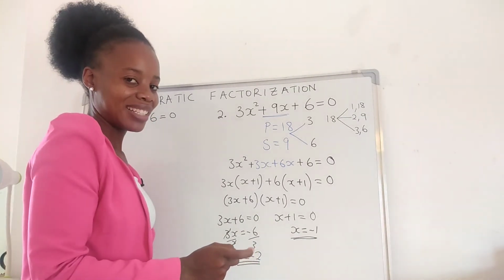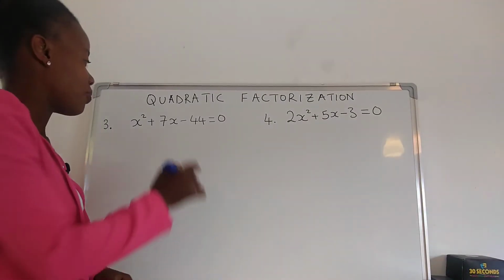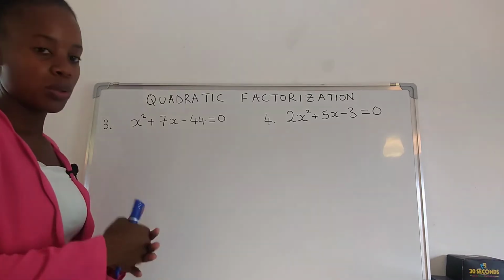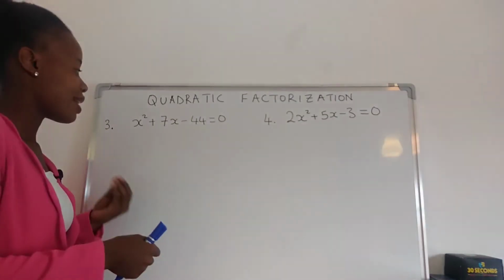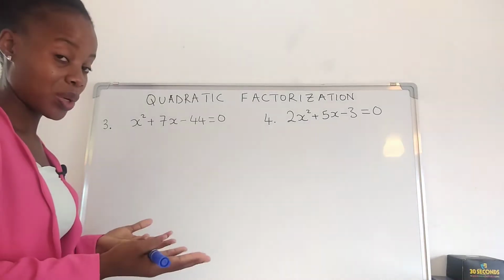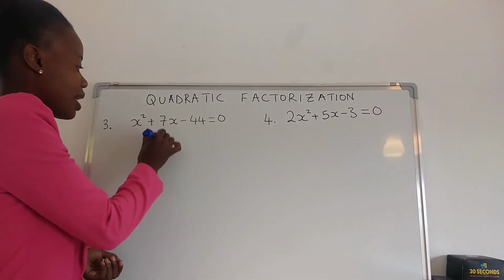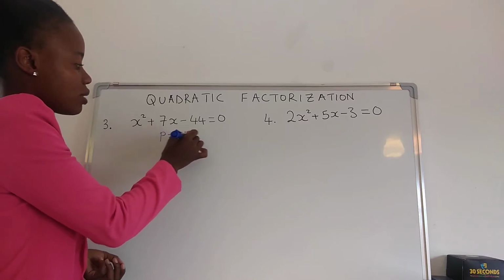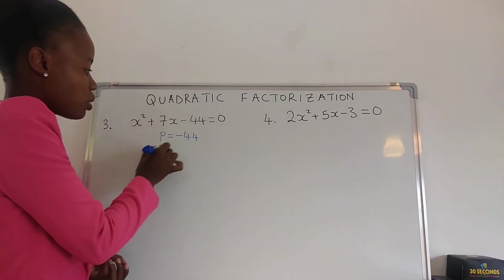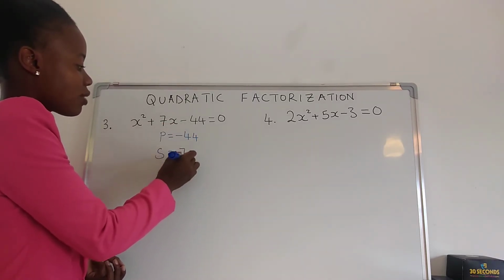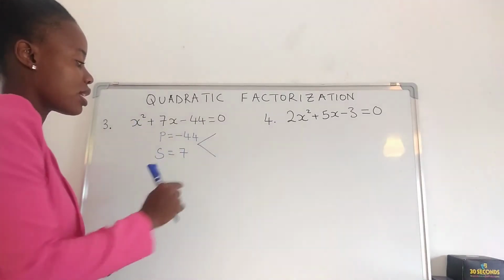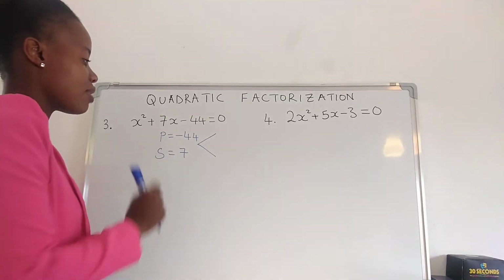Let's get to number 3. Number 3, we have x squared plus 7x minus 44 equals 0. You can see here that the coefficient of x squared is 1. So the product is going to be 1 times -44, which is -44. And the sum is the coefficient of x, which is 7. So we're going to look for two numbers. When we multiply them, they give us -44. When we add them, they give us 7.